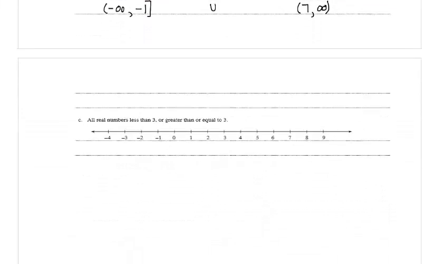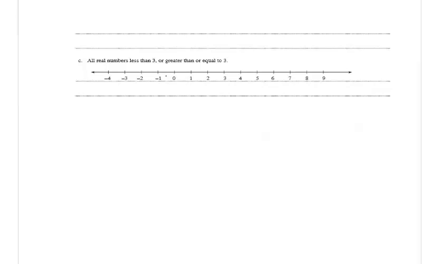In our last example, we have all real numbers less than 3 or greater than or equal to 3. So let's start with all real numbers less than 3. We put an open circle at 3, and now I'm going to shade everything less than 3. And the second part says or greater than or equal to 3. So now we're going to include 3, so I'm going to color our dot in, and then everything greater than 3.